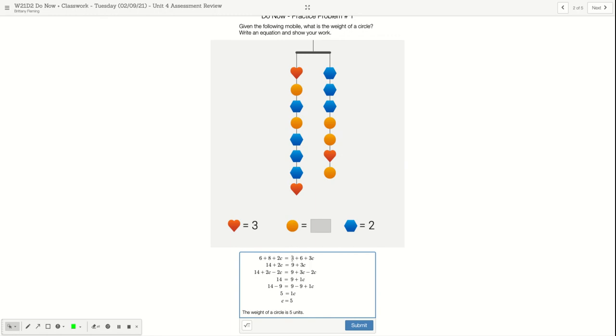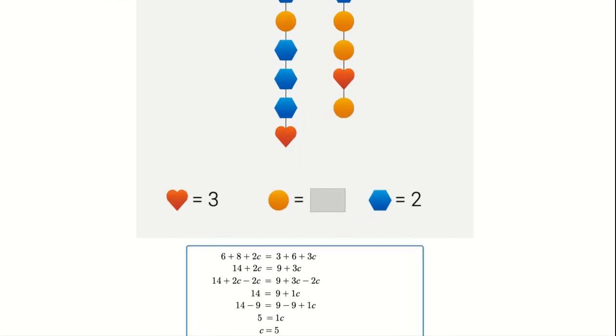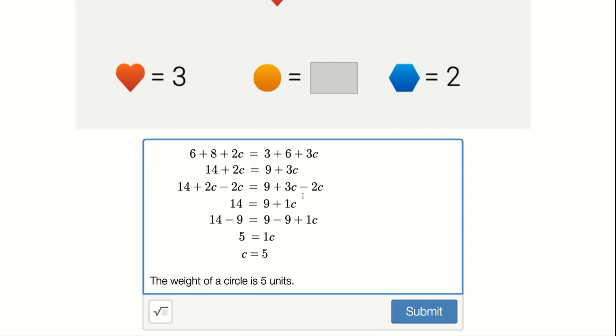Then I said that's going to be equal to 3 because on the right side I have 1 heart, plus 6 because I have 3 hexagons. That's 2, 4, 6. And then plus 3C because I have 3 circles on the right side of the mobile. All right, great. So now that I have my equation, I'm pretty set and ready to go.